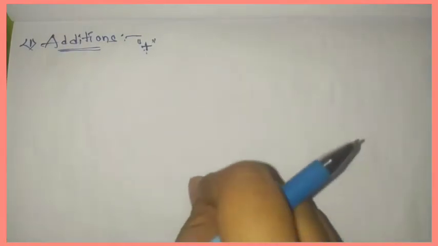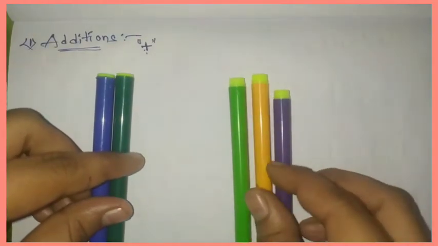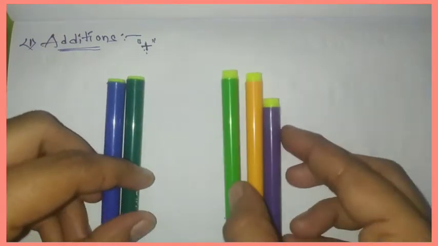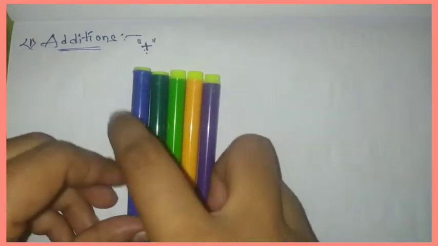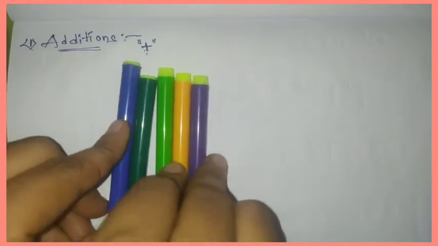Putting things together. For example, if we have 2 sketches here and 3 sketches here, I want to add this total. I want to count total number of sketches. For that we should add this: 1, 2, 3, 4, 5. 5 sketches means we are putting things together.